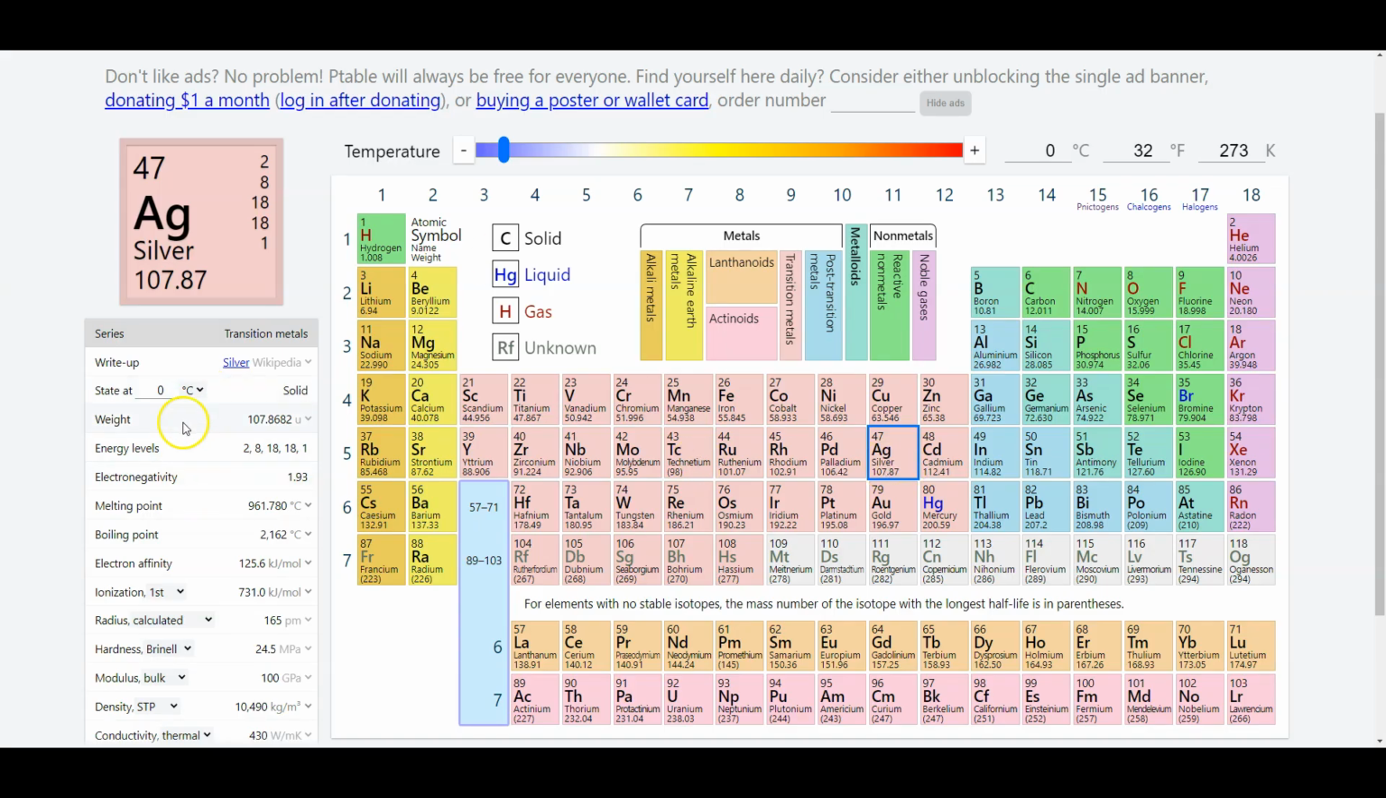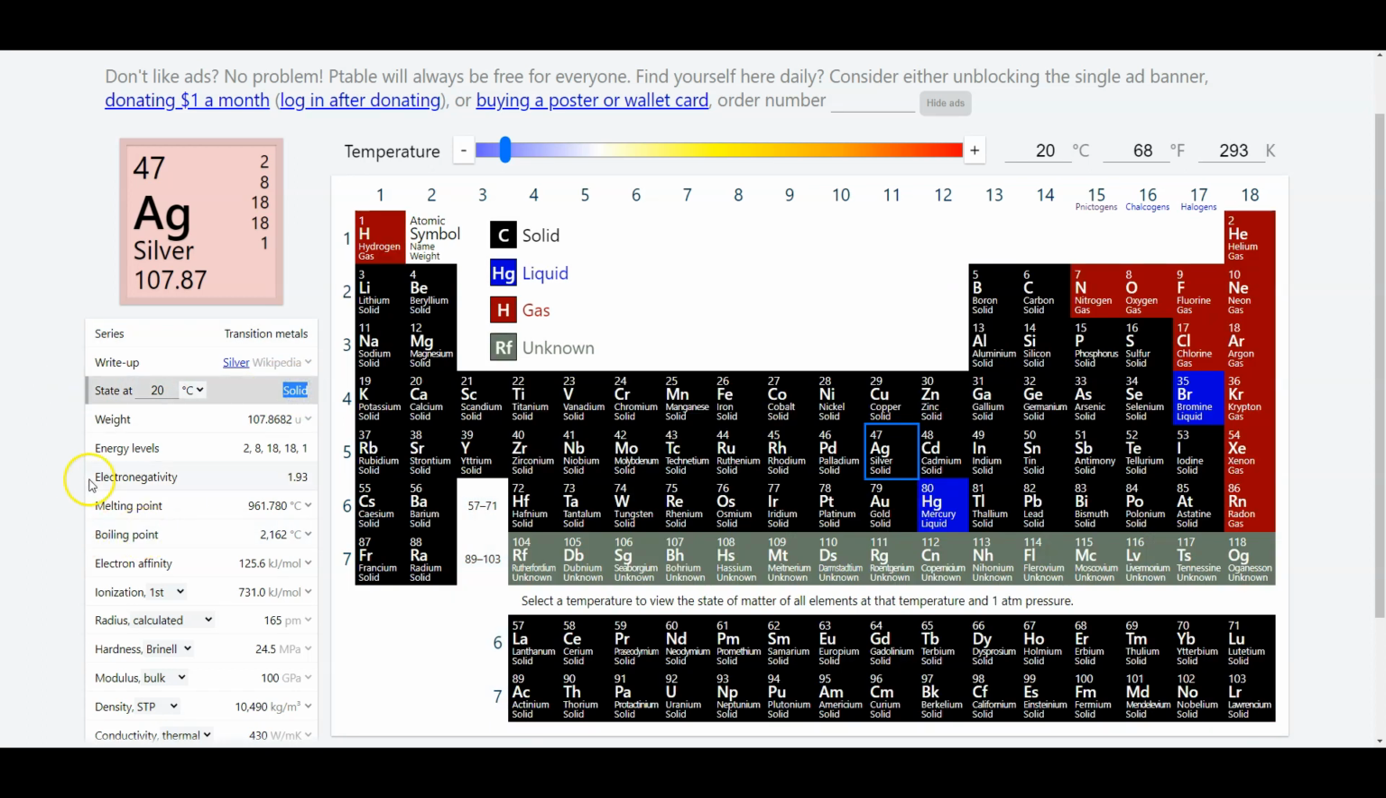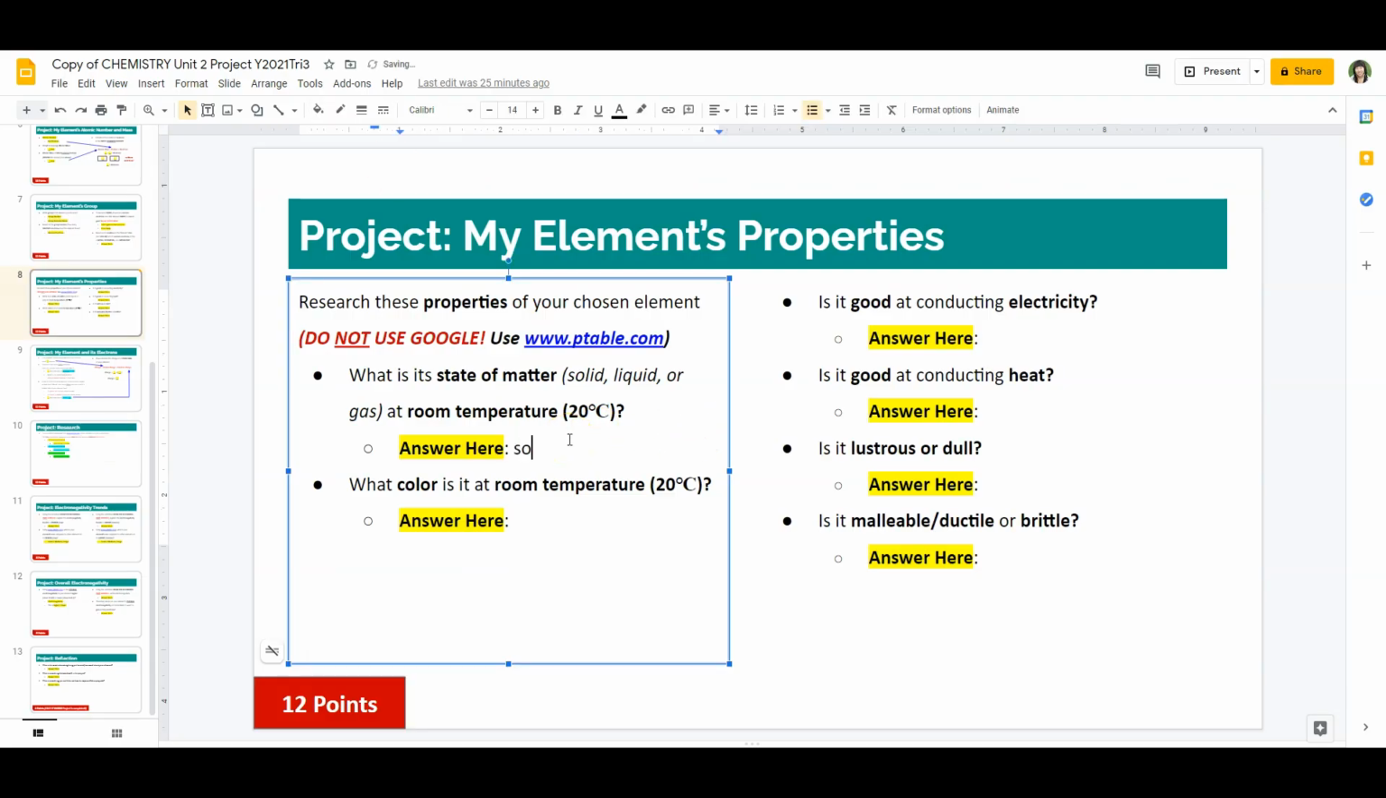But taking a look at silver right here, I can put over here underneath the information here that I want to know what its state is at 20 degrees Celsius. So right here, just go ahead and click that and type in 20 degrees Celsius and click out of it, and you will see what state it is in. And it tells you that it is in the solid state. All right, so I would go ahead and write solid.